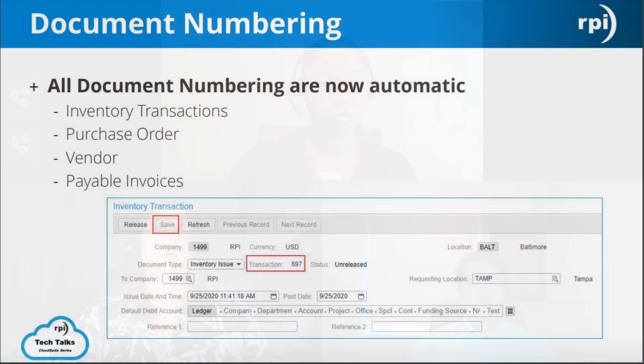Document numbering. All rules for manual assignment have been removed, as it does not make sense to manually assign numbers in a modern day ERP system. Values are now numeric, and they are auto-assigned only for the following: inventory transaction, purchase orders, vendors, and payable invoices. In my example, when you click Save, the transaction number populates. It's important to note that all business classes with these changes have an added reference 1 and reference 2 field to store the values previously used from upgrades, and can also be used for additional information, and they are searchable.